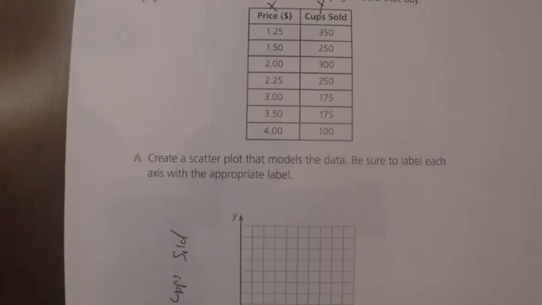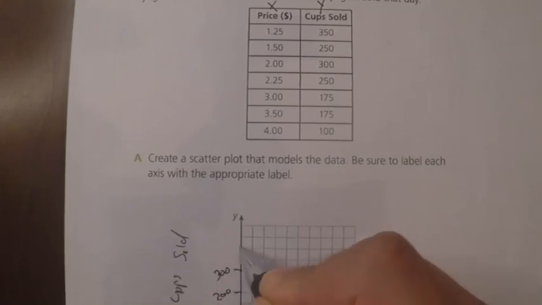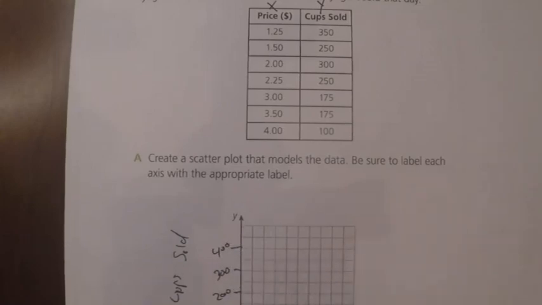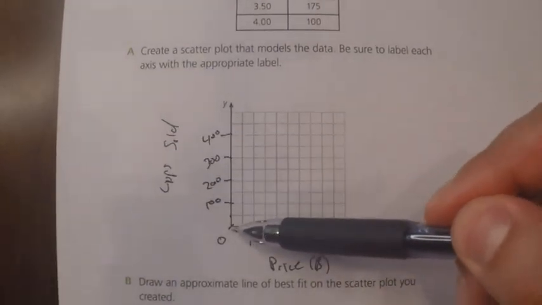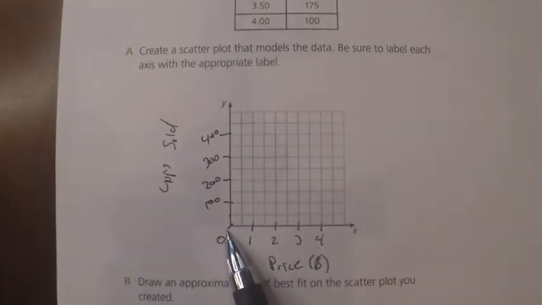Starting with 0, I'm going to count by 50s in cups sold, so every other one will be 100. So we have 100, 200, 300, 400. And then for price, every other box will be $1. So 1, 2, 3, 4. So it should look something like this, right? We have cups sold, 0 to 400, and the price, 0 to $4.